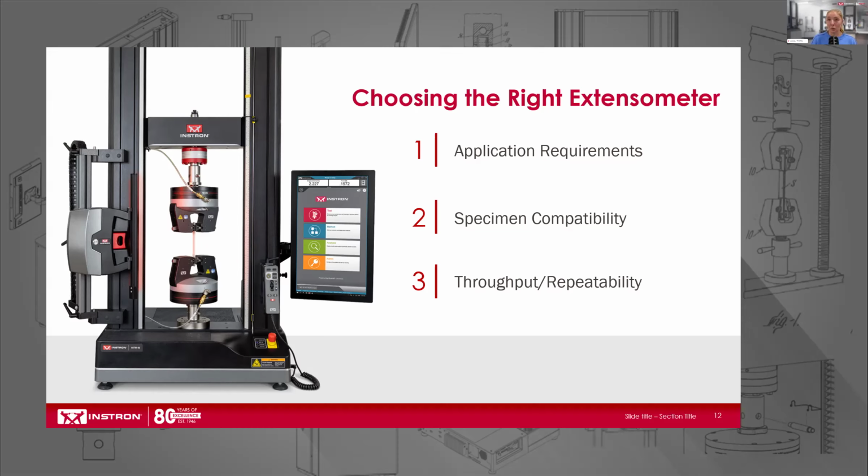Number two, what do your specimens look like? This may immediately narrow down the number of extensometers that you're choosing from. For example, a thin film can't withstand the weight of a clip-on, so in this situation, a non-contacting option is preferred. Number three, what are your expectations for throughput and repeatability? If added time of attaching and removing devices from your specimen is going to slow down your lab, then you should be considering a more automated solution.